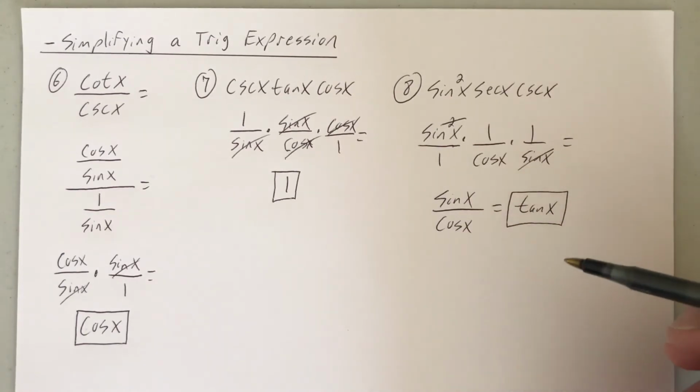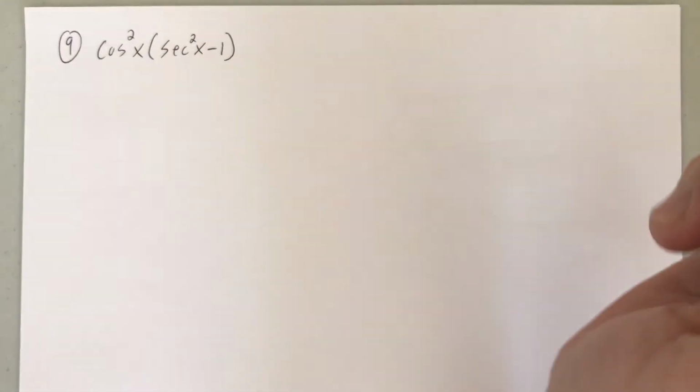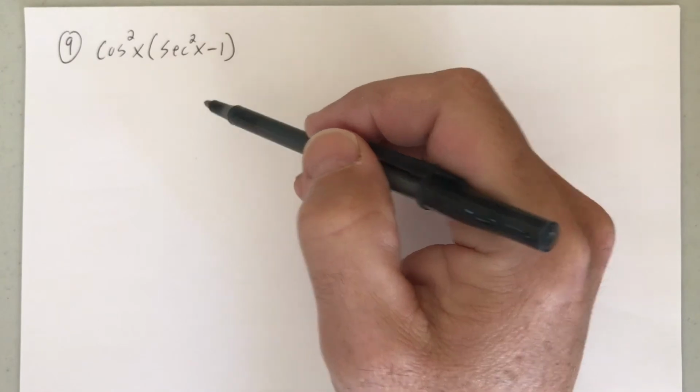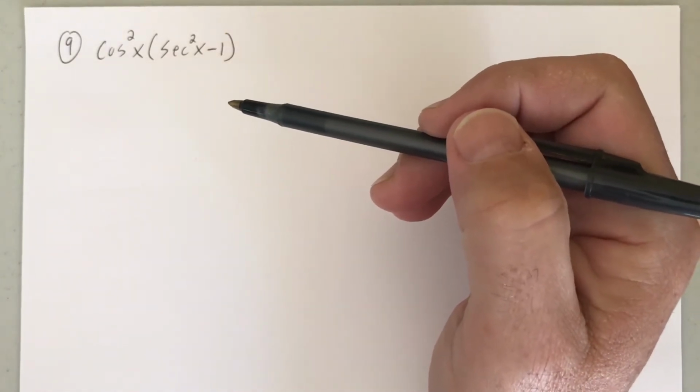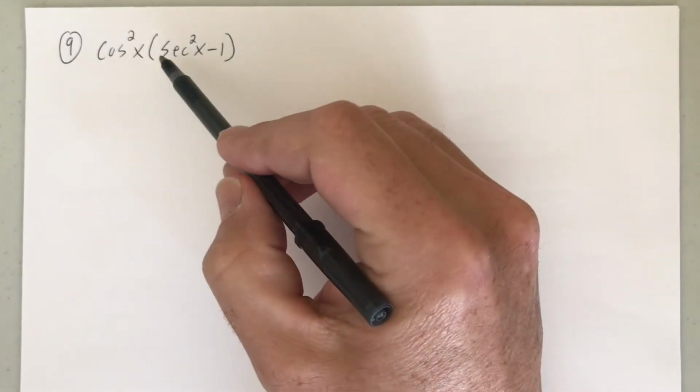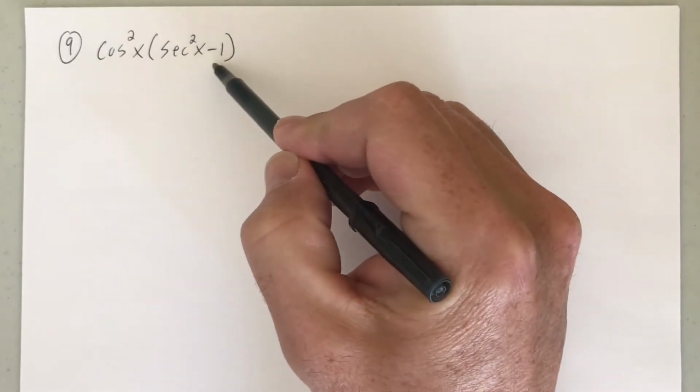That's the simplified version. All right, so looking at number 9, we got cosine squared x times secant squared x minus 1. So as of now, we've been doing just changing everything to sines and cosines and working with that. Well, looking here, you can see secant squared x minus 1.